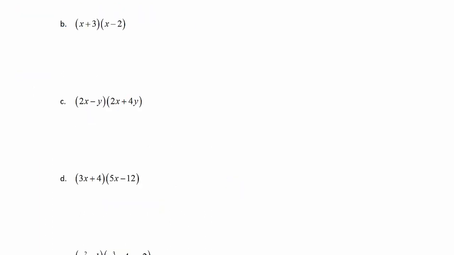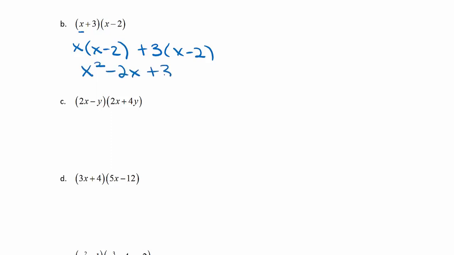Now, if we want to multiply two binomials together, we have to distribute every possible combination of terms. So I would start by multiplying the x times the x minus 2, and then I have to multiply the 3 times the x minus 2. That would give me x squared minus 2x plus 3x minus 6. And finally, I would combine those like terms in the middle. Minus 2x plus 3x is plus 1x.